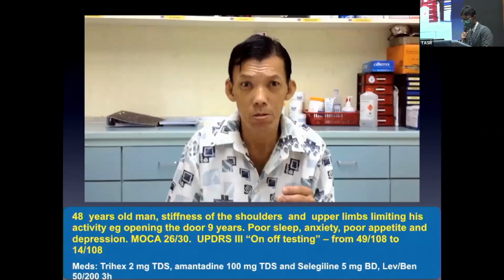A 48-year-old man with stiffness of the shoulders and upper limbs limiting his activity, like opening the door, for 9 years. He has non-motor symptoms: poor sleep, anxiety, poor appetite, and depression. A Montreal Cognitive Assessment of 26 out of 30, which is quite good, and a Unified Parkinson's Disease Rating Scale, at that time the old UPDRS scoring, on-off testing from 49 to 14 after levodopa. He's on trihexyphenidyl 2 mg 3 times a day, amantadine 100 mg 3 times a day, selegiline 5 mg twice a day, and levodopa/benserazide 1 tablet of 200/50 mg every 3 hours.